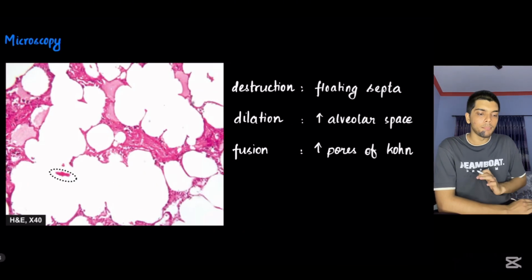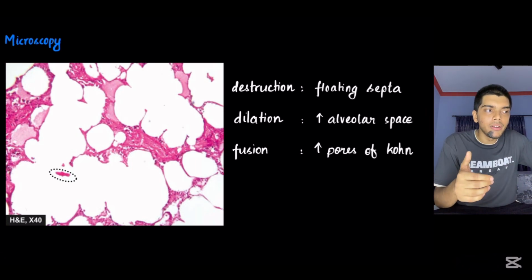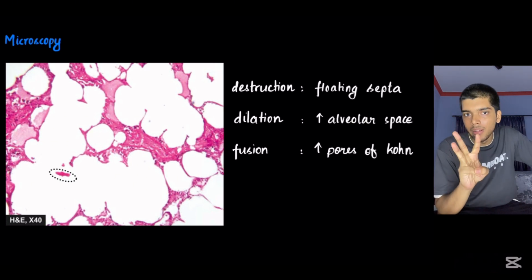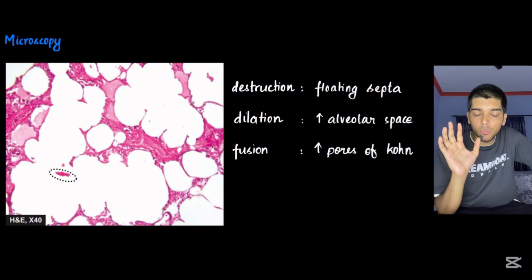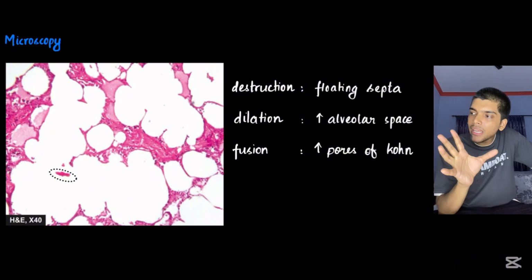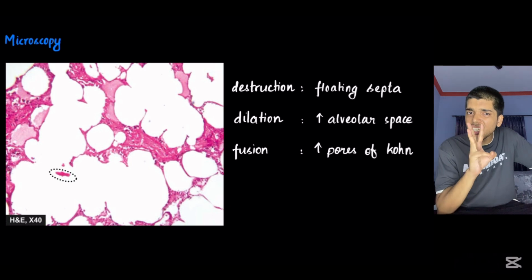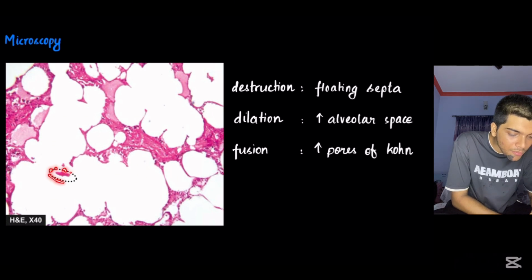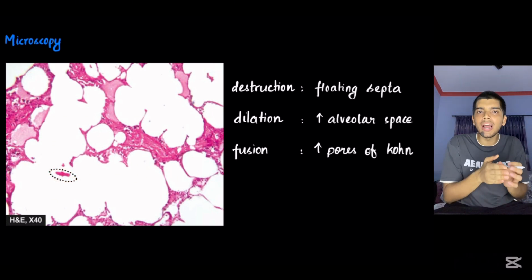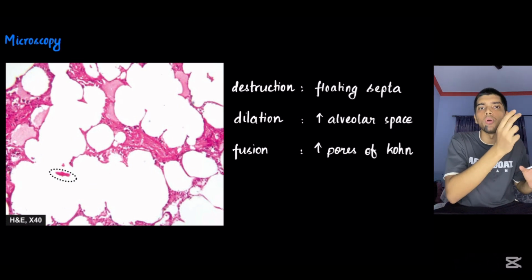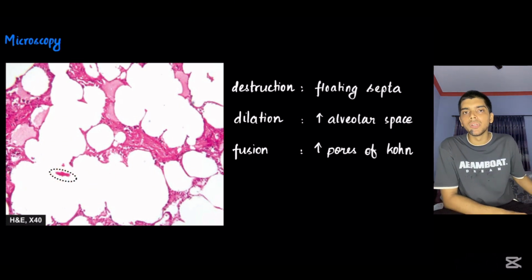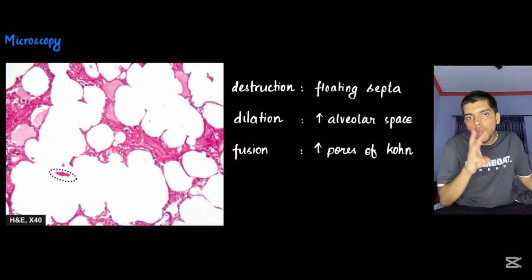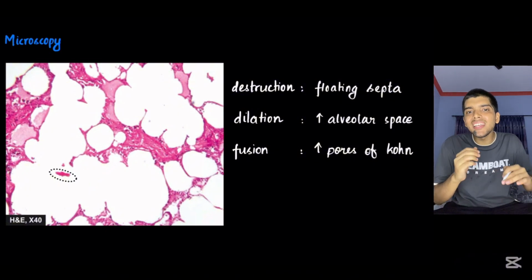Microscopy. At the beginning of emphysema, during the definition of emphysema, I asked you to remember 3 words, right? These 3 words are important in microscopy. See, what did I say? Emphysema, there is damage to acini, which is associated with 3 stuff. Number 1, destruction. Due to destruction, you can see floating septa. So you have alveoli, in between alveoli there are septa, and these septa break down and then float. Number 2, dilation. Due to dilation, the alveoli become larger in size. Number 3, fusion. Due to fusion, there is increased pores of Kohn.